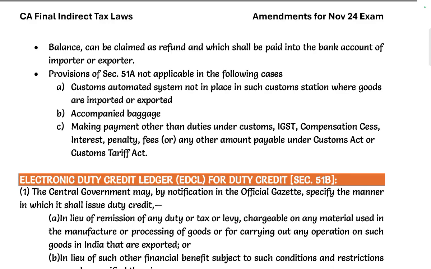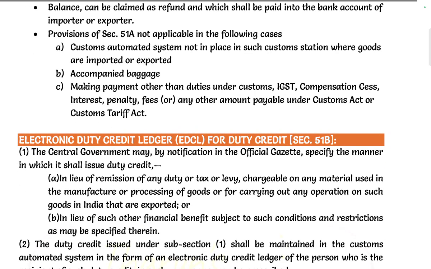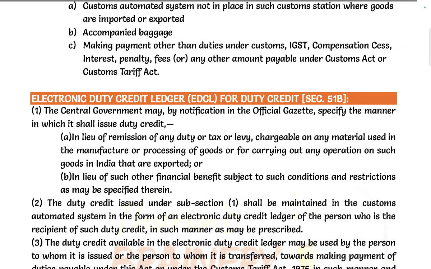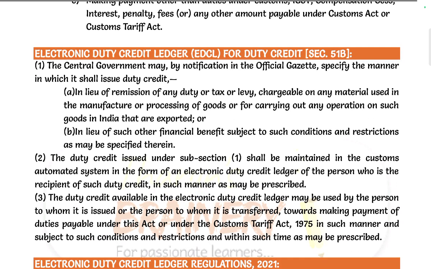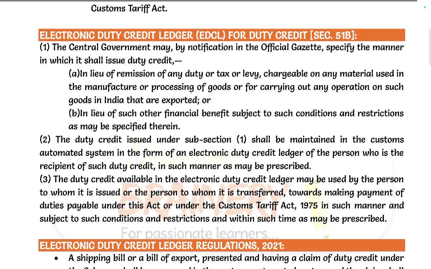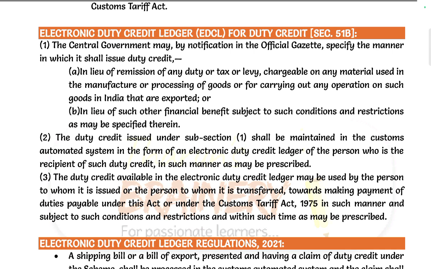IGST compensation is the interest, penalty, fees, and any other amount payable under the Customs Act and Customs Tariff Act. Electronic credit ledger, EDCL, for the duty credit, Section 151B. The central government may, by notification in the official gazette, specify the manner in which it shall issue a duty credit in lieu of the remission of any duty, tax, and levy chargeable on any of the material used in manufacture or processing of goods or carrying out any of the operations on the goods of the exporter, in lieu of such a financial benefit, subject to such conditions and restrictions as may be specified therein.